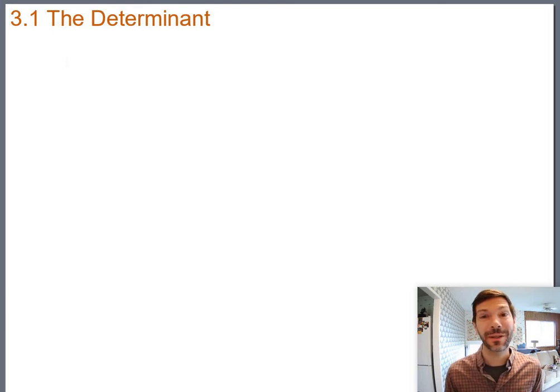Welcome to Chapter 3. We've just got one topic only in Chapter 3, which is this thing called the determinant. So we're only doing two sections out of Chapter 3. In 3.1, we're getting the computations. In 3.2, we're getting a little bit more of the theory.